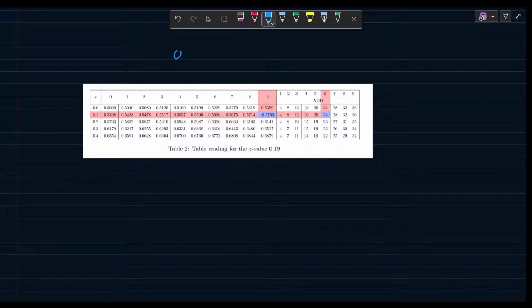So this is 0.196. You look for 0.1 in the first column and you look for the second decimal place in the second column and you get that value 0.5753. Then, since our third decimal place here is 6, you add 24 to the last two decimal places, so 0.0024, and if you add you get 0.5777.